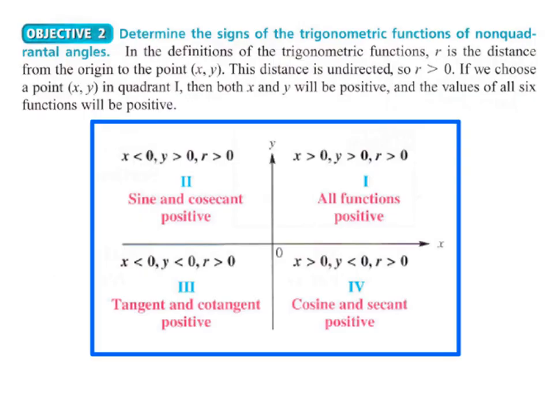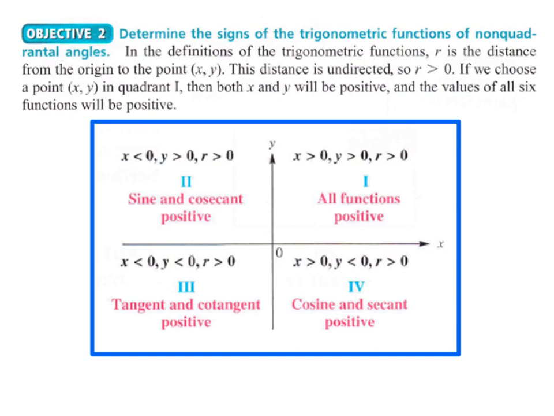Here we're going to talk about how to determine the signs of the trig functions of non-quadrantal angles. And of course, I don't like to have you memorize things. I would rather have you go back to thinking about the basics. So all of our trig functions, sine, cosine, tangent, and their reciprocals, are just ratios of x's, y's, and r's. The thing that we know, of course, right away is that r is always greater than 0. It's a non-directional distance, so it's always going to be greater than 0. So whether you're in the first, second, third, or fourth quadrant, r is greater than 0.